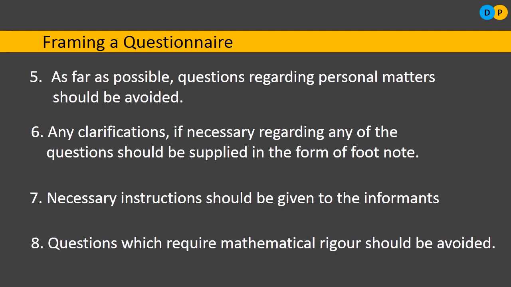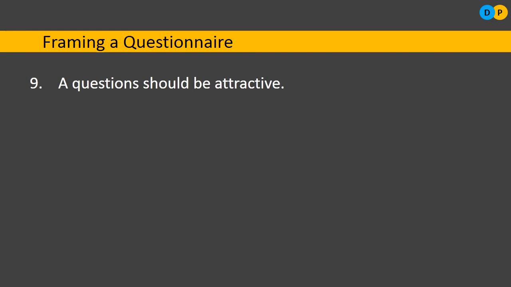Next, questions which require mathematical rigor should be avoided. In the questionnaire, as far as possible, we should not go for mathematical calculations or mathematical types of questions, because respondents may be hesitant to go through such questions. Next, the ninth thing is that in a questionnaire, a question should be attractive. Attractive means how? They need to be very short, and each question should be provided with either yes or no or checkbox types of different options. Then the questionnaire will look attractive. It should be neatly framed.